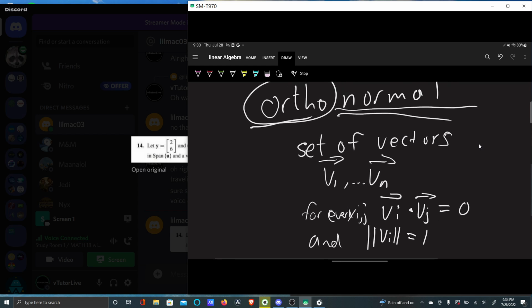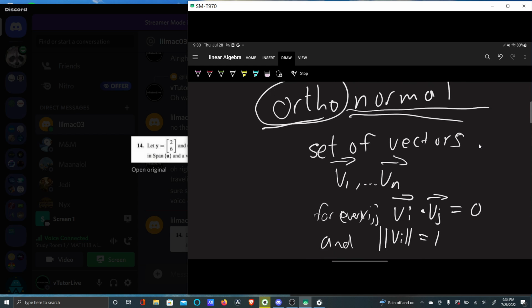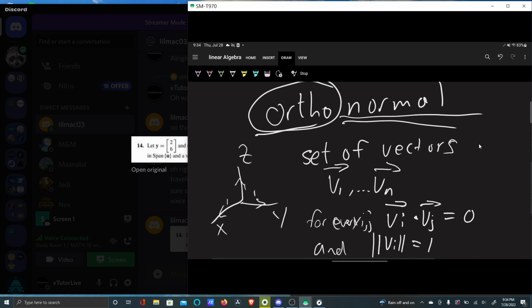The reason we like orthonormal bases is just that they're really convenient to work with. Like your standard x, y, z plane, using unit vectors with length 1, 1, 1, we would consider that an orthonormal basis. Make sense?